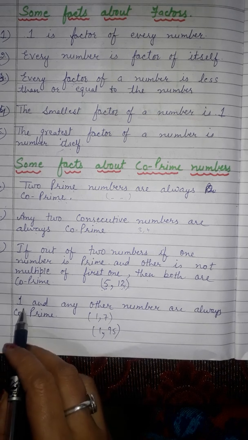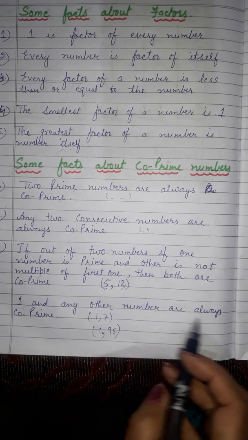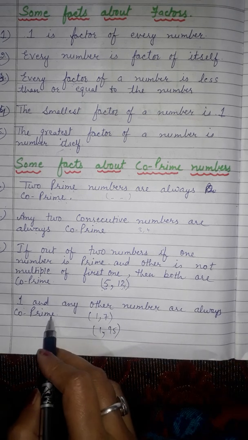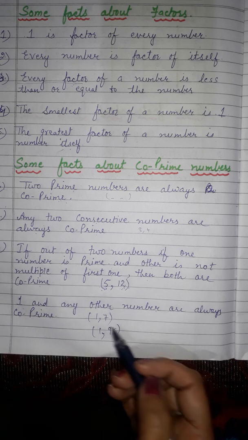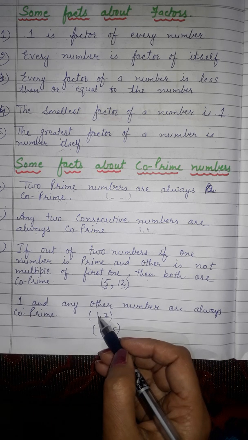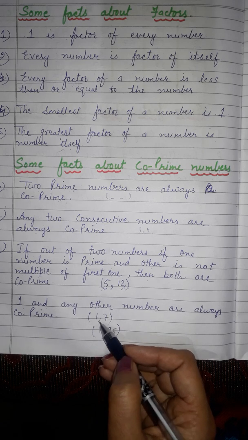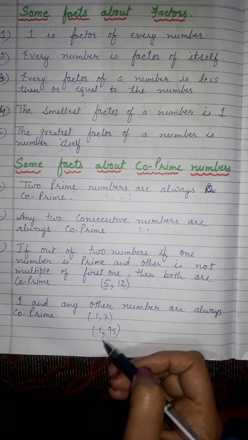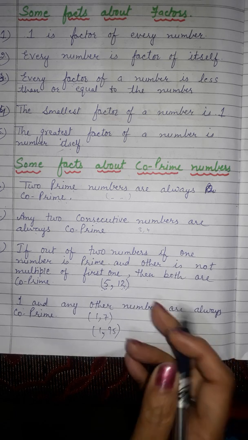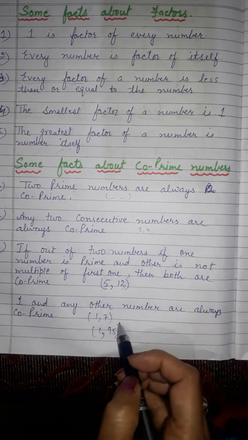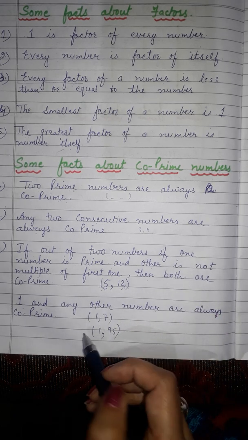The next is 1 and any other number are always coprime. Okay, if I take a set of 2 numbers with 1 as one number and any other number, 1 and 7, 1 and 95, 1 and 100, 1 and 20, that will be a set of coprime numbers.